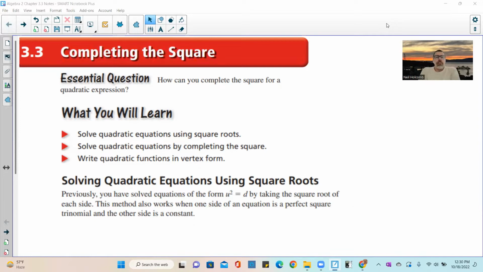Okay, so solving quadratic equations using square roots. Previously, you have solved equations of the form u squared equals d, chapter 3.1 or 3.2, I can't remember which, by taking the square root of each side. This method also works when one side of an equation is a perfect square trinomial and the other side is a constant. All right, let's take a look.